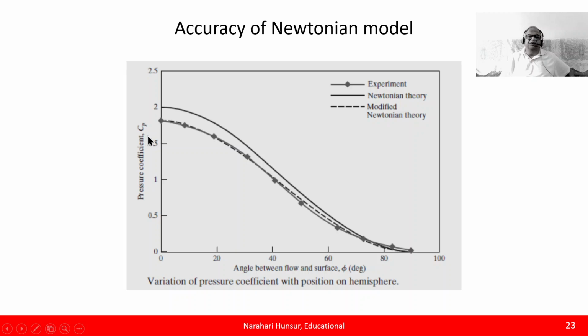Here's a comparison of pressure coefficient. Experiments, Newtonian theory is the solid line. It's a little over predicting. And modified Newtonian theory is this. It's a pretty good agreement considering that it was done in the 18th century or maybe a little earlier than that. With no modern equipment, he still was able to do this.